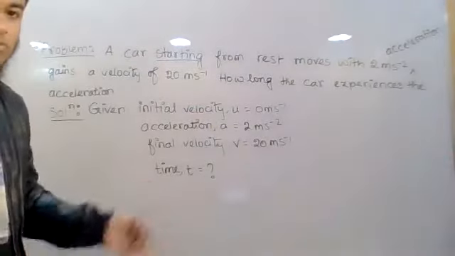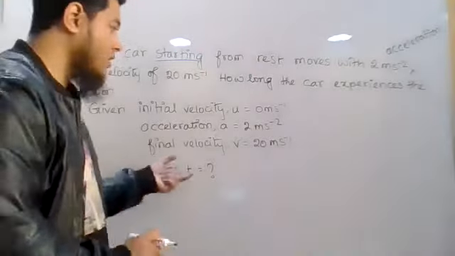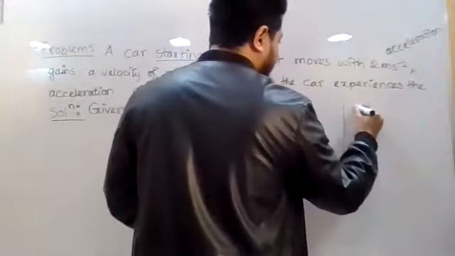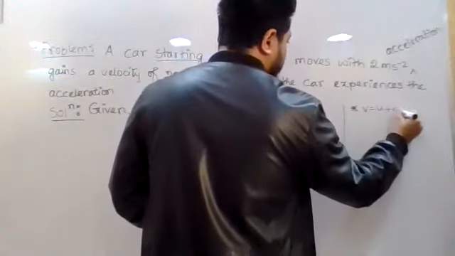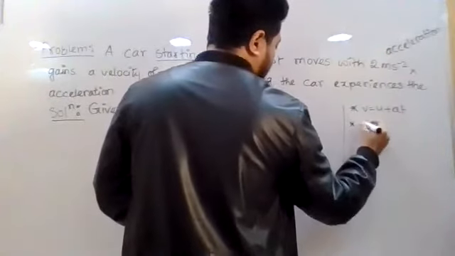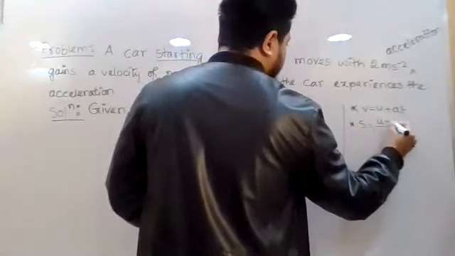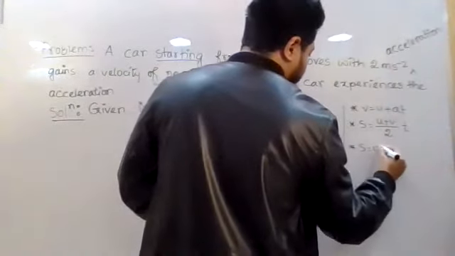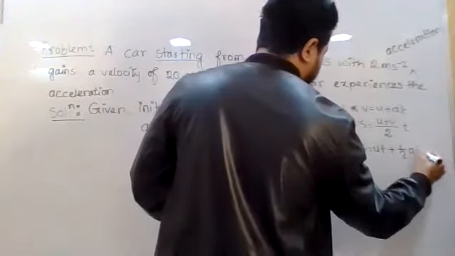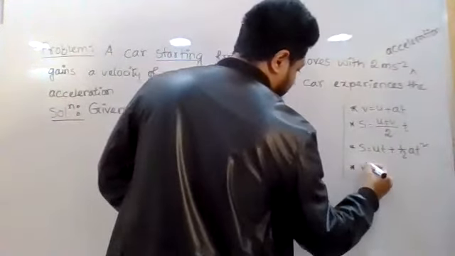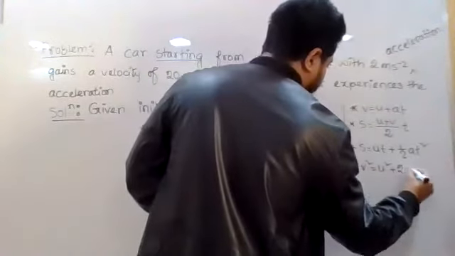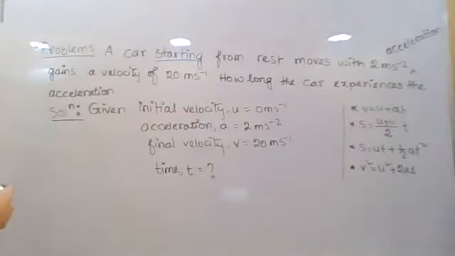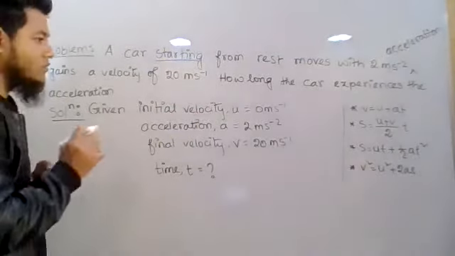As you are new, I will show you how we choose the equation. Yesterday we learned 4 equations, right? I will write them here. v equal to u plus at, s equal to (u plus v) divided by 2 into t, then s is equal to ut plus half at square, then v square is equal to u square plus 2as. Now out of them, which one will we choose? We have to select one equation.